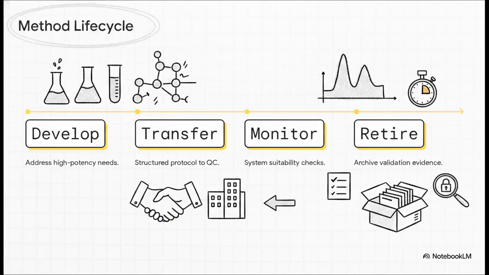It's also super important to remember that these methods aren't just static documents. They are living assets with a very distinct life cycle. They usually start in development, tackling those really challenging, high-potency API needs. Then comes transfer. And fair warning here, assuming a method will just magically transfer flawlessly from an R&D lab to a QC instrument without a formal structured protocol is a guaranteed way to create massive rework. Once it's safely in QC, it enters routine monitoring, where it relies heavily on system suitability checks, right up until it finally hits retirement, where the method is closed out and all that evidence is archived.